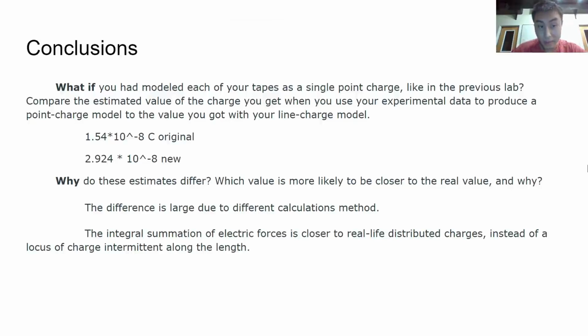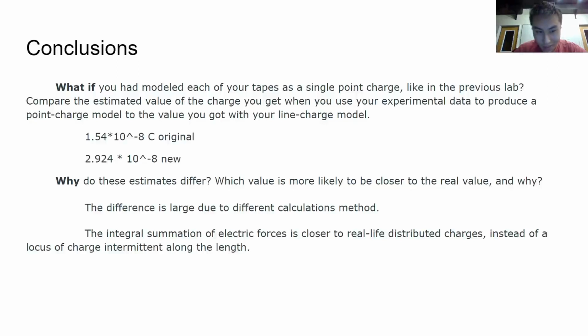Alright guys, let's go through our final conclusions. What if you model these tapes as a single point charge, like in the previous lab, and compare it? Here's what's going to happen. You're going to have 1.54 times 10 to the negative 8 coulombs for the original, and in the new one, you have 2.924 times 10 to the negative 8 coulombs as the new charge.